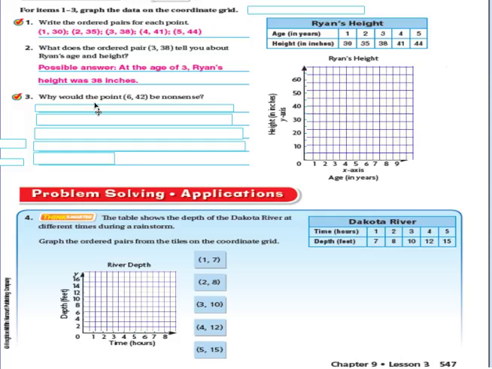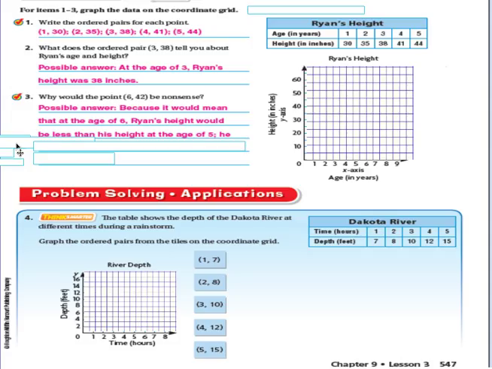Why would the point 6, 42 be nonsense? Pretty much because it would mean that at age 6, Ryan's height would have been less than at 5, and he would have gotten shorter as you get older, so that just makes no sense whatsoever. There must be something wrong.